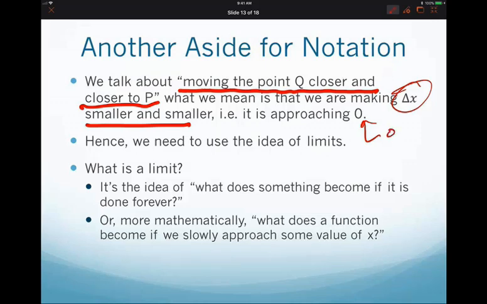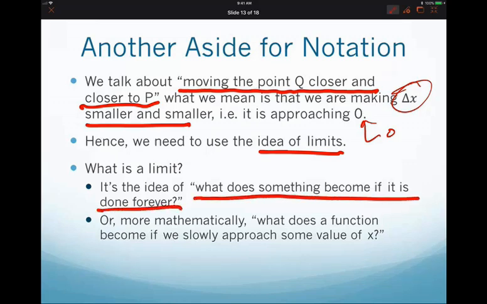Now in math speak, in mathematics, we call this a limit. So this is the idea of a limit. Those of you who've seen this before know what a limit is. If you haven't seen it, it's nothing very complicated. It's the idea of what does something or what does a function become if you approach something forever? Or in math speak, what does a function become if we slowly approach some value of x? So let's just think about that.